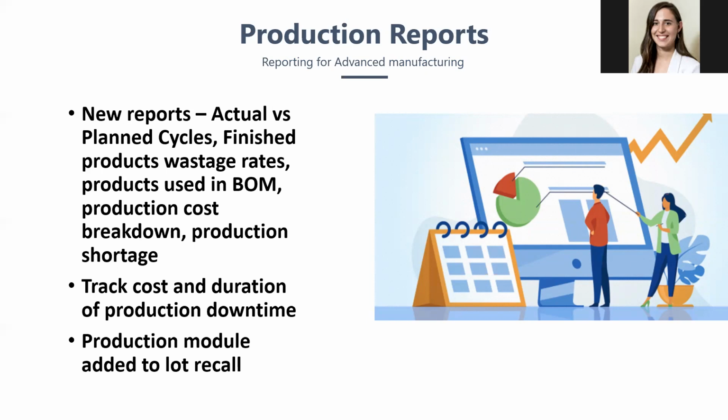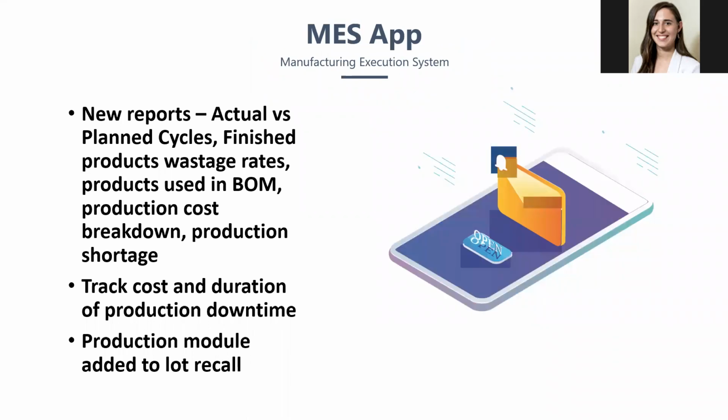If you're familiar with the lot recall report, it shows you how much of a particular product you manufactured, whether you still have any on hand, and whether it was sold to any customer. You can trace it all the way back to the batch numbers, to the components, and to the original purchase order that you brought those components in on. So let's move on to our MES app.